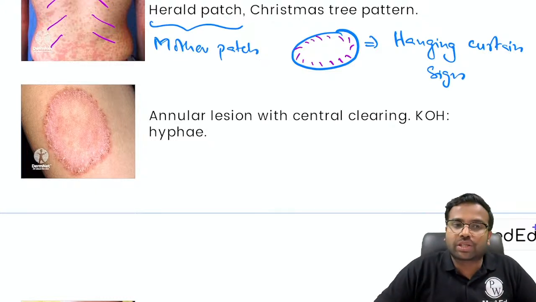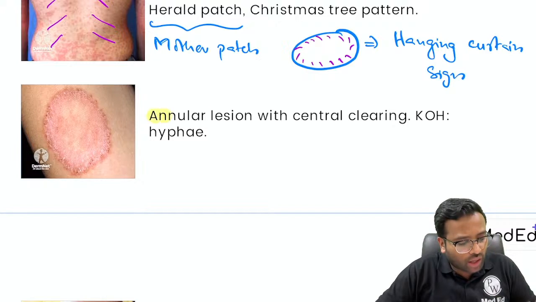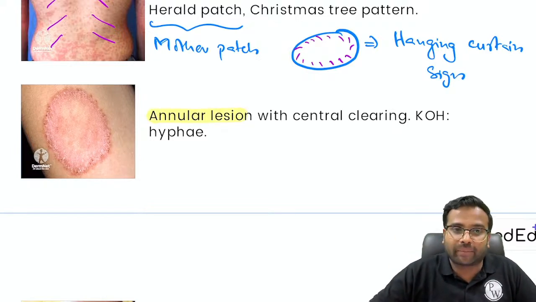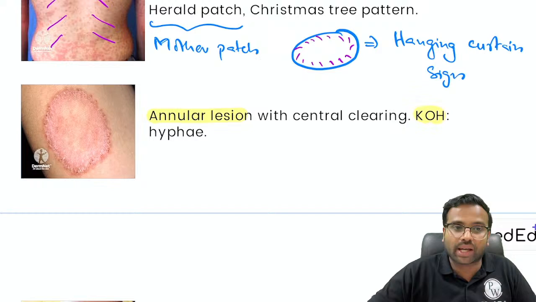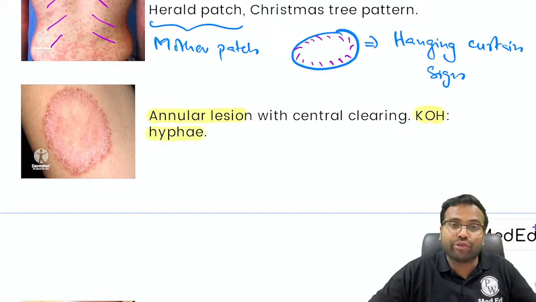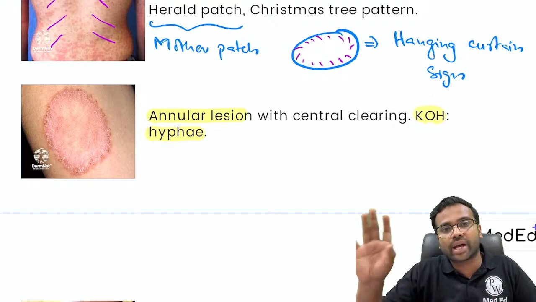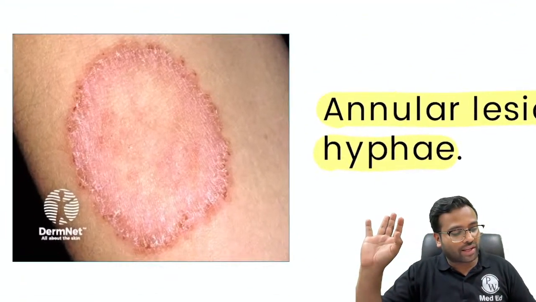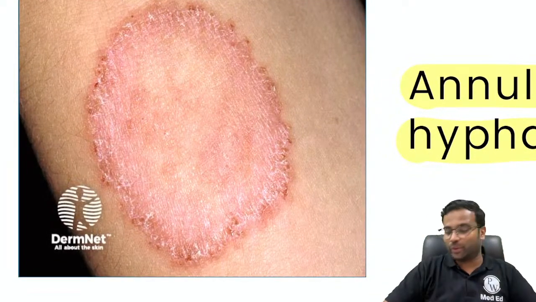In the next image, the clue for you is the question says it is a annular lesion, which means rounded lesion with a central clearing. And very important clue that I've given you is on a KOH test, that is a potassium hydroxide test, you are able to see a hyphae. So I guess all of you know that in a KOH test, if you are able to see a hyphae, it's going to be a fungal infection, isn't it? So what is the fungal infection that we are talking about here? And this is an image zoomed in for you.